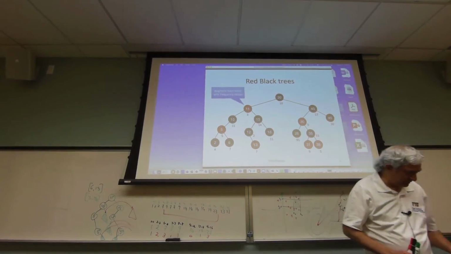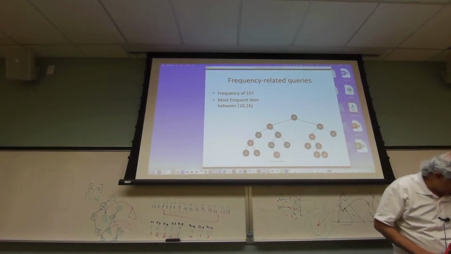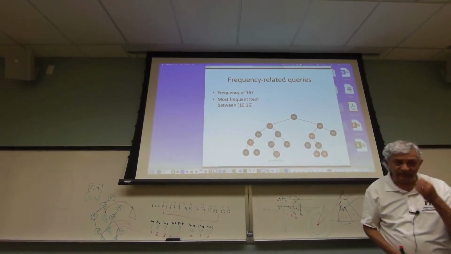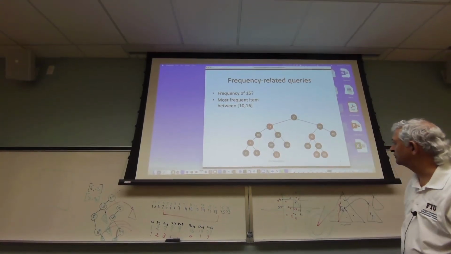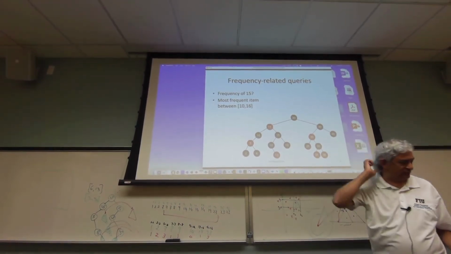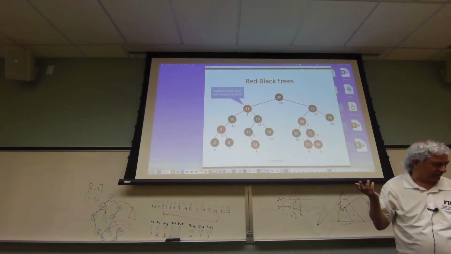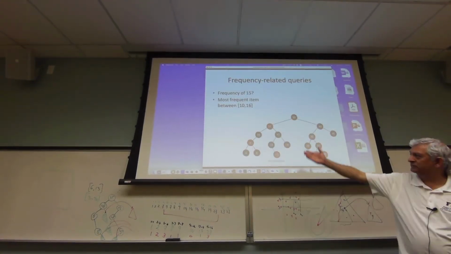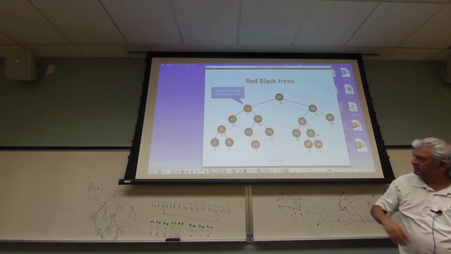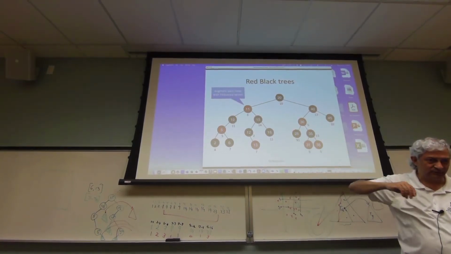So how do I use this? Do I have anything more here? Yeah. So there are a bunch of different queries that one could ask. One could ask, what's the frequency of 15? Well, if I want the frequency of some item, all I have to do is to go and look it up, right? 15 has 14 copies according to this, right?